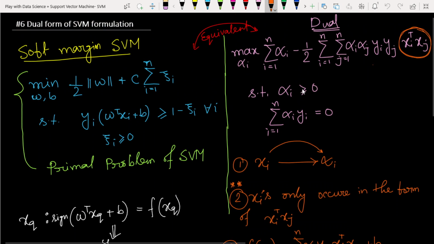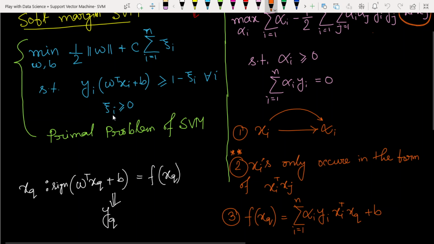Here, for support vectors, we get that zeta i equals 0. Just see this: for support vectors we get zeta i equals 0, and for a misclassified point zeta i is greater than 0.